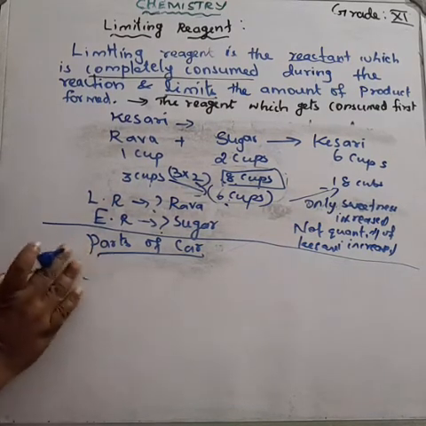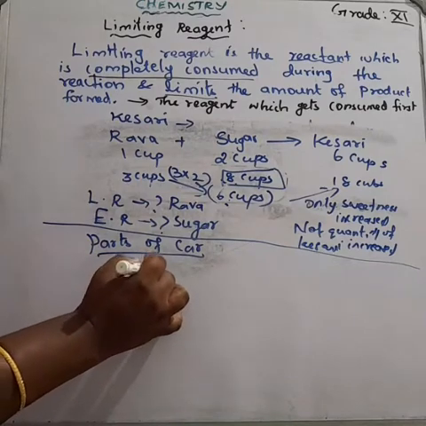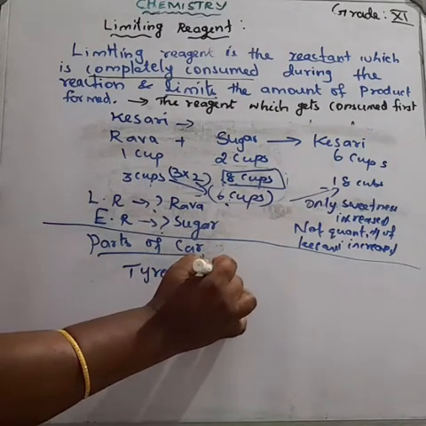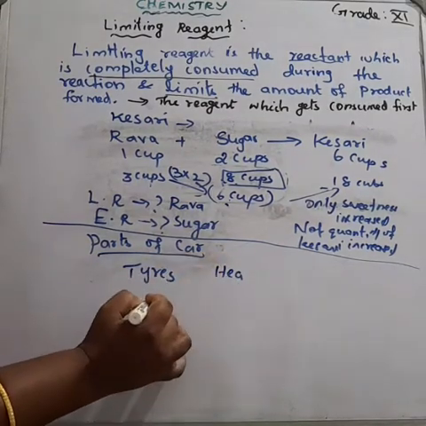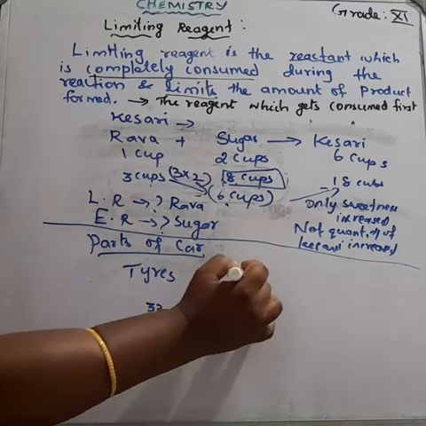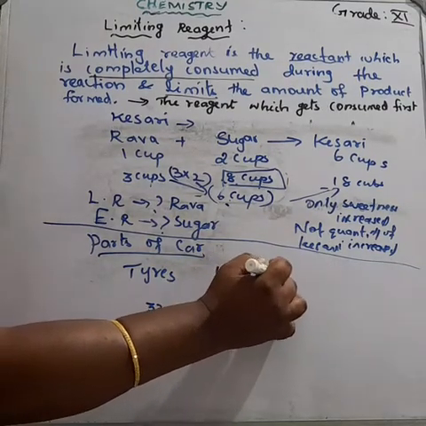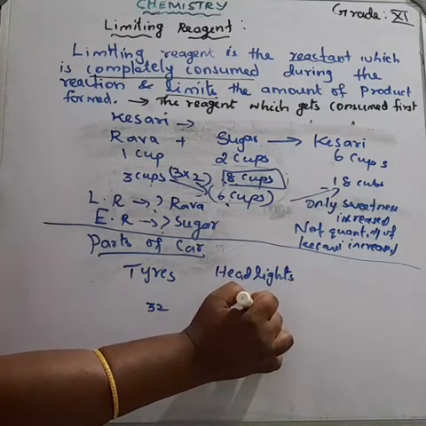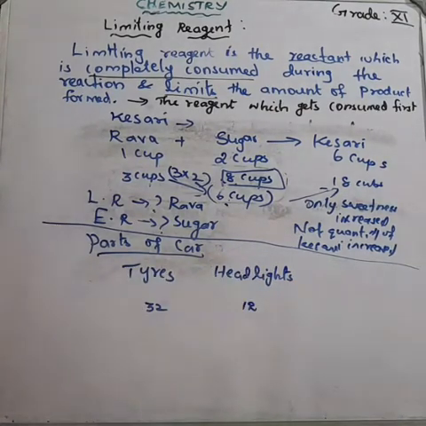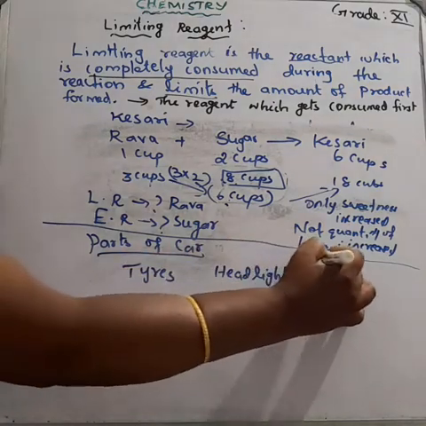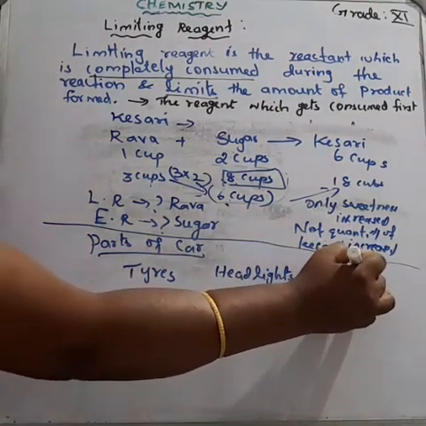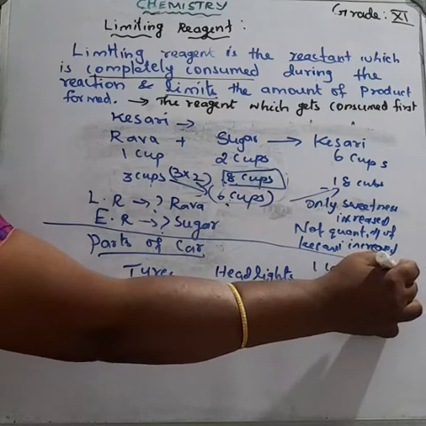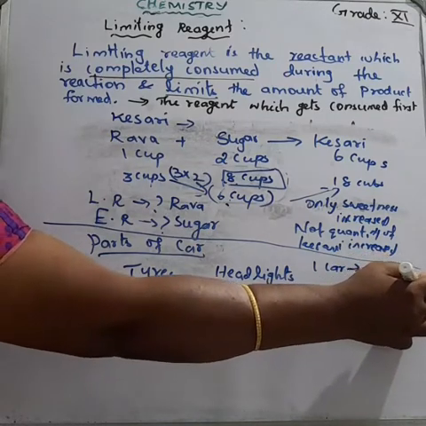and 12 headlights. Okay, the 32 tires, how many tires? 32. And headlights, how many? 12. Understood? So for one car, how many tires do we need? 4 tires we need. For one car, how many headlights do we need? 2 headlights we need.